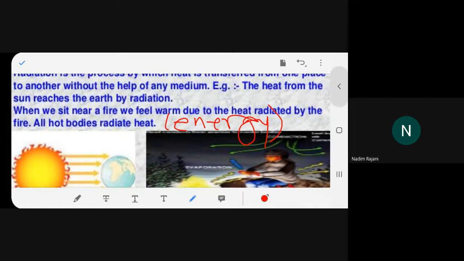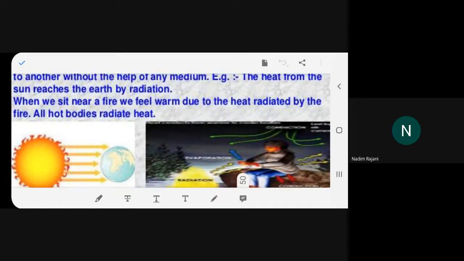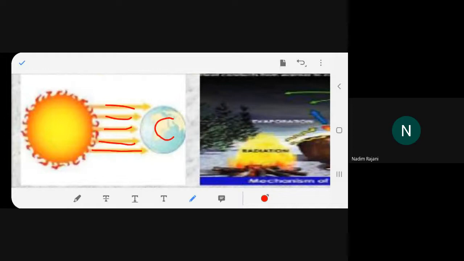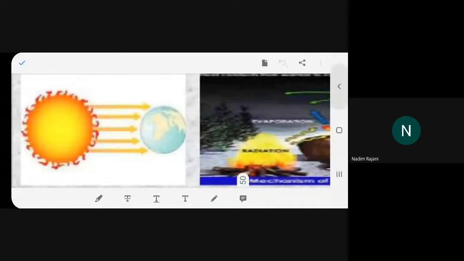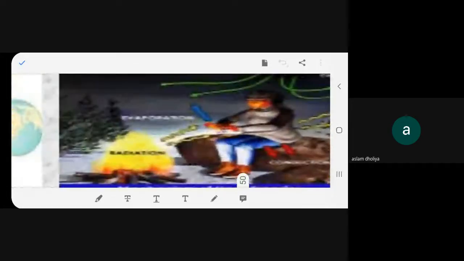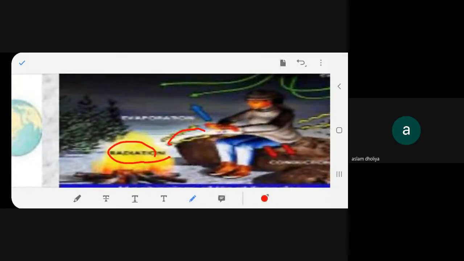You can see the sun. Radiation. What are these? This is the earth. This is the sun. Right? And during winter, you are sitting in the sun, the radiation is going and it is warming your body. Is this clear?